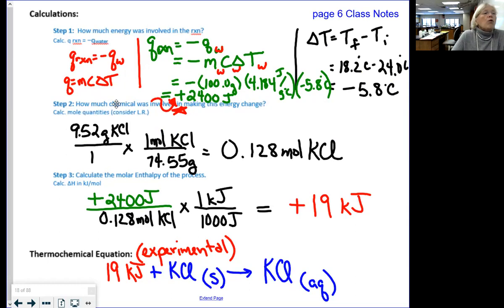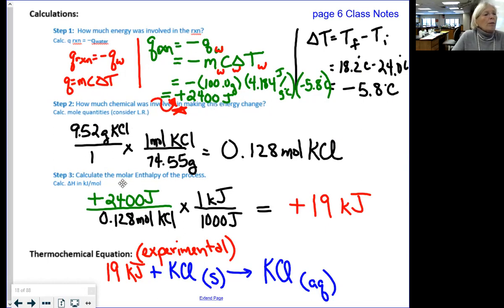Well, how many moles of KCl did you dissolve? How many moles? Take the mass of the KCl that we actually measured out and added to the water. Use the molar mass of KCl to convert that little bit of KCl to the mole quantity of KCl. Now we have this relationship. This little bit of KCl required this little bit of energy.